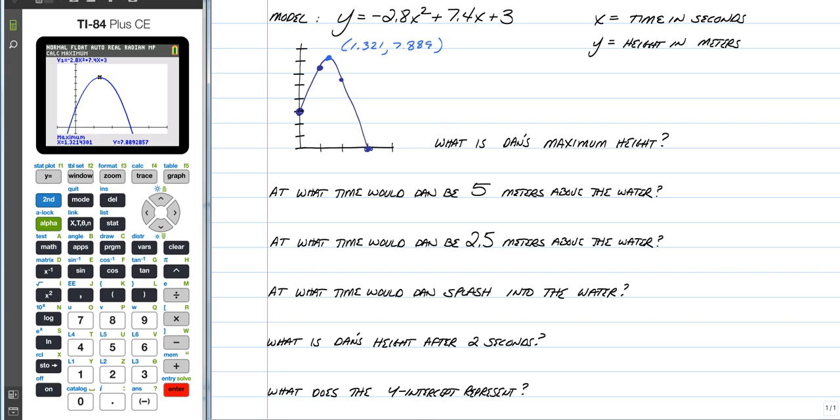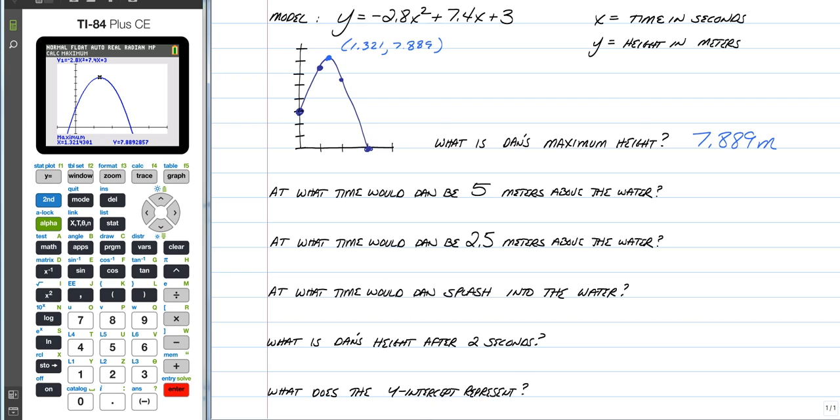So what we need to do is interpret that and say, what is Dan's maximum height? Our correct answer is 7.889 meters. Always make sure you are labeling your answer, okay?